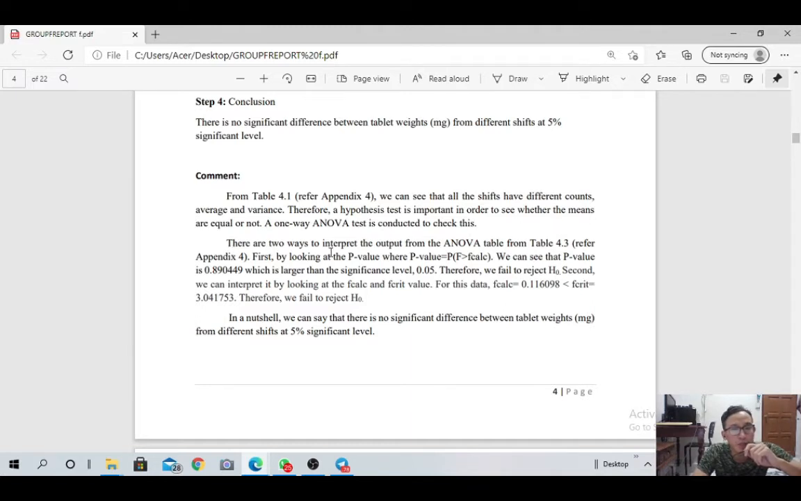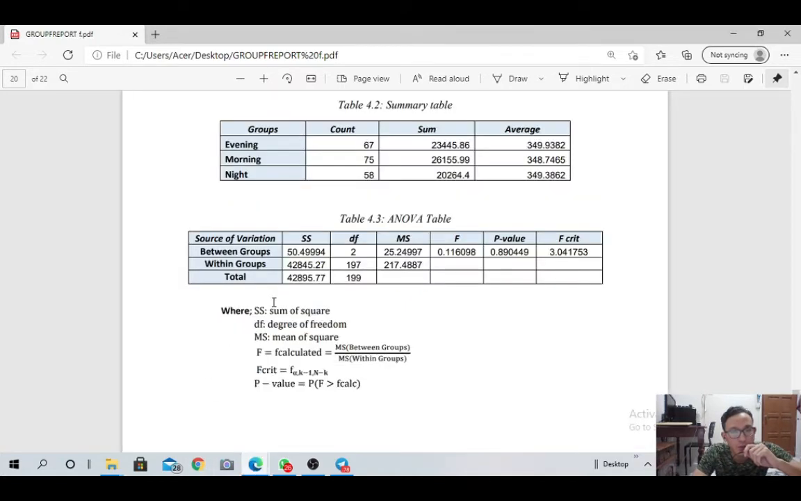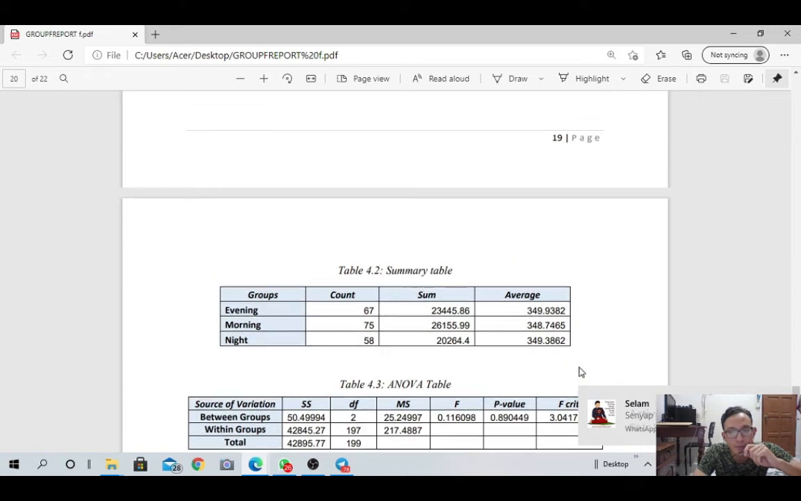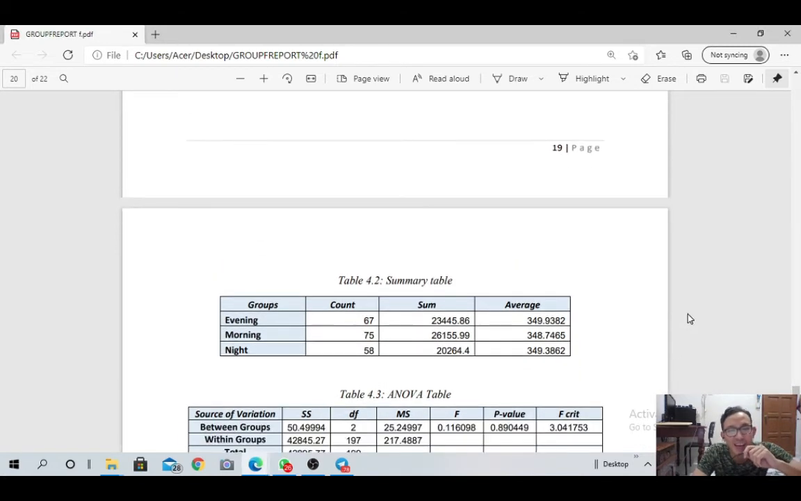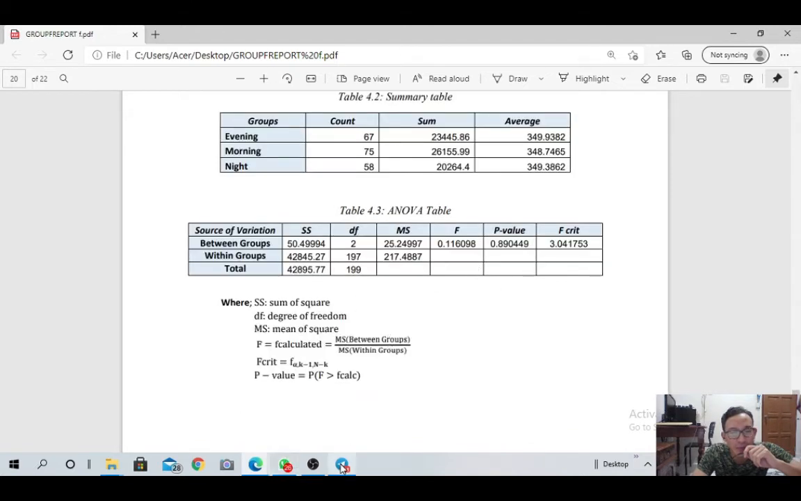There are two ways actually to interpret the output for the ANOVA table from table 4.3. Let's say 4.3. Oh, sorry, so sorry. I give 4.3 here.